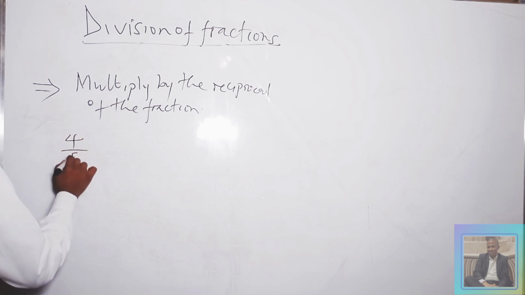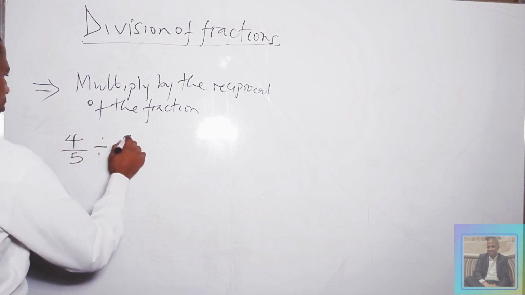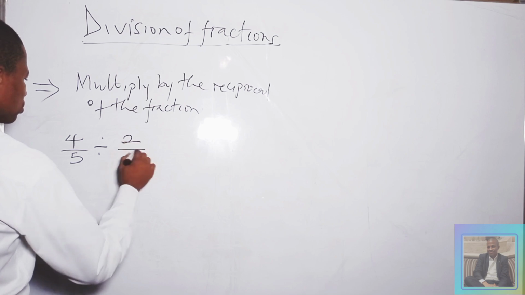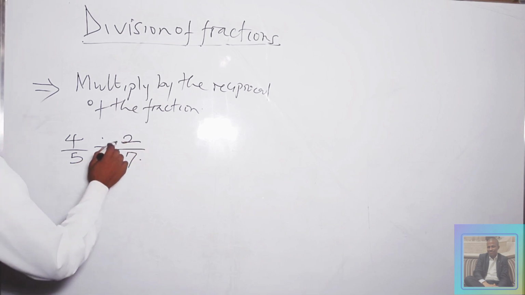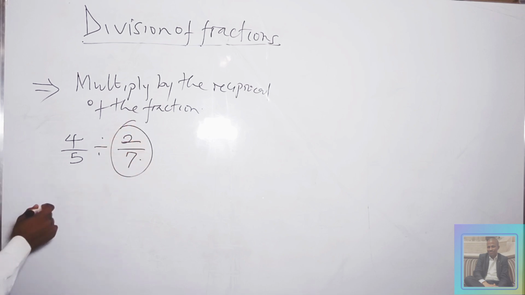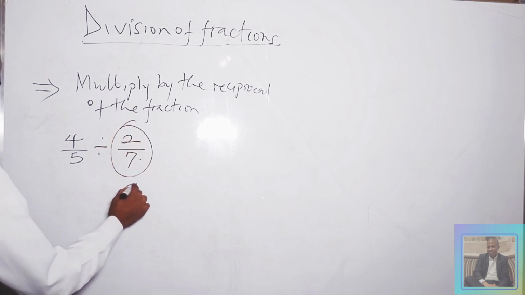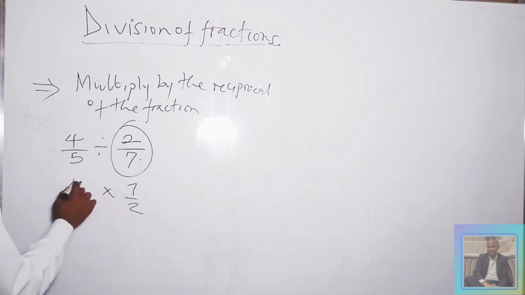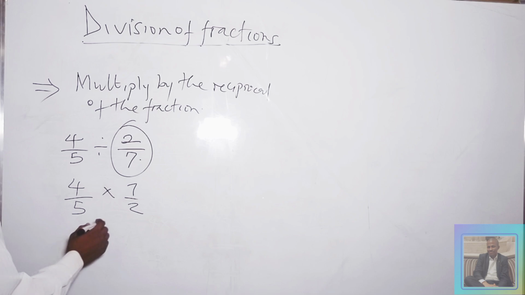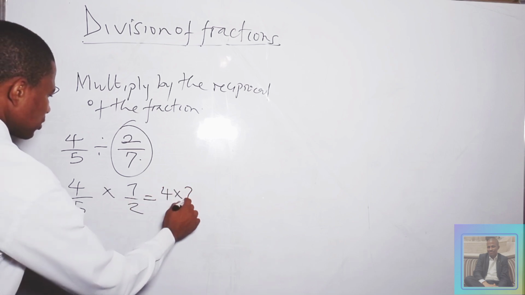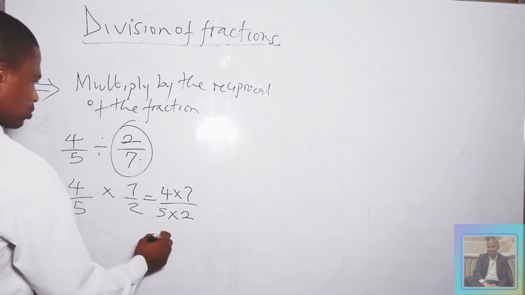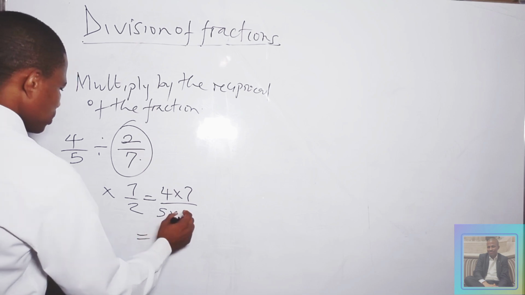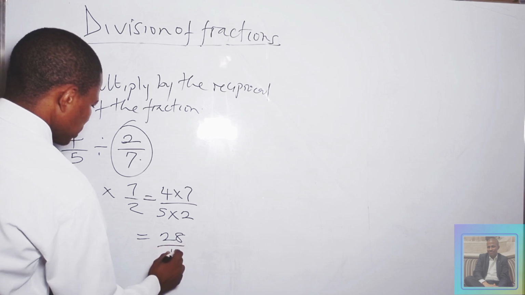We say 4/5 divided by 2/7. The rule is multiply by the reciprocal. What's the reciprocal of 2/7? That's 7/2. So we leave 4/5 and what do we have? 4 times 7 over 5 times 2. And that will give us, what will that give us? That will be 28 over 10.